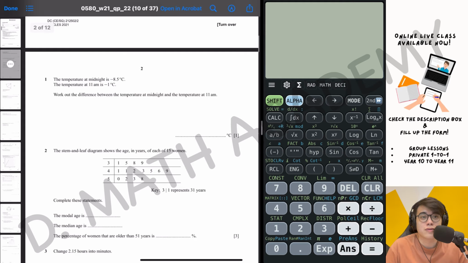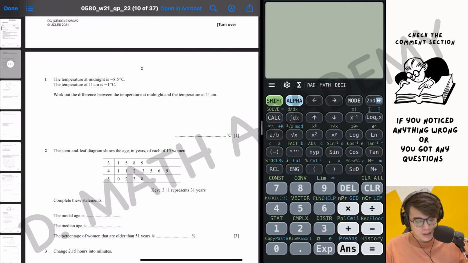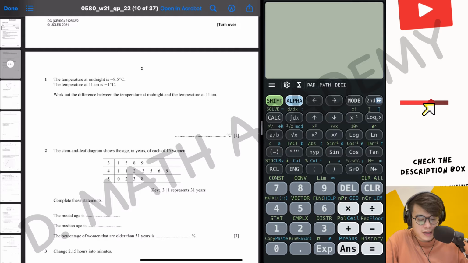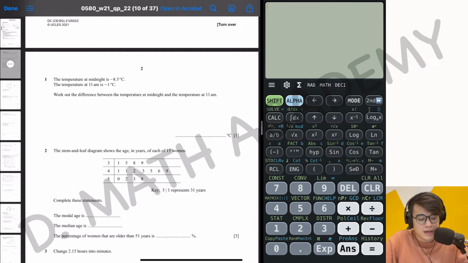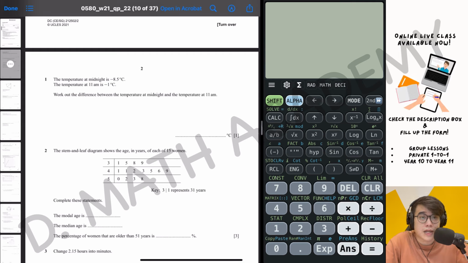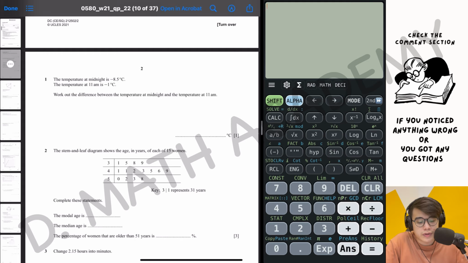So without further ado, let's get started with our paper here. So this question 1, they're asking us about temperature at midnight is negative 8.5 Celsius, and temperature at 11 a.m. is negative 1 Celsius. So they ask us for the difference between the temperature.